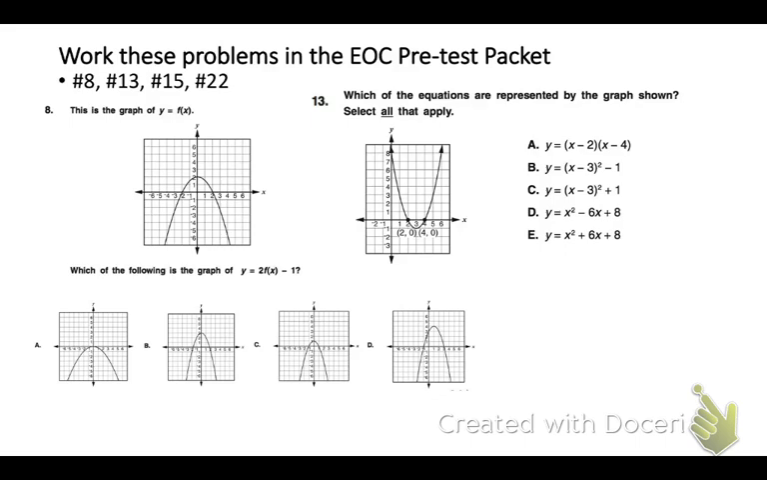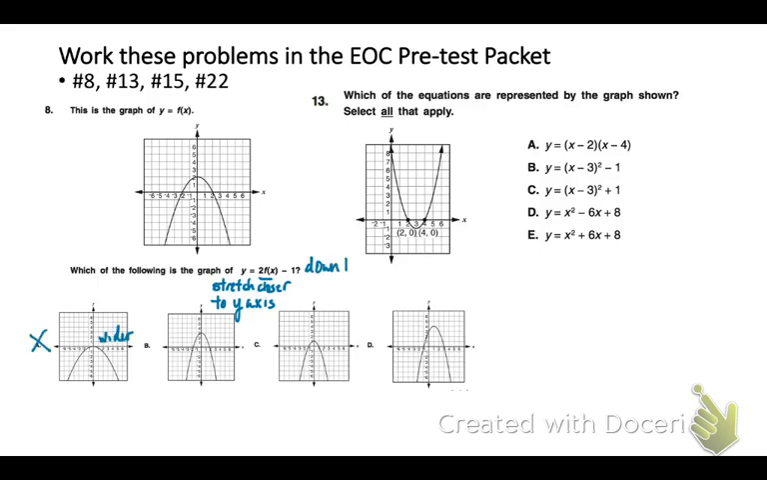So go to your EOC pretest packet and work number 8 with me. This is the graph of y equals some function, f of x. Notice that it is opening downward and it's crossing where y is positive 2. Which of the following is the graph of 2 times f of x minus 1? When you multiply that equation by 2, it's going to make it skinnier. It's going to stretch it closer to the y-axis. When the 1 is subtracted at the end, it is going to move that y-intercept down 1.